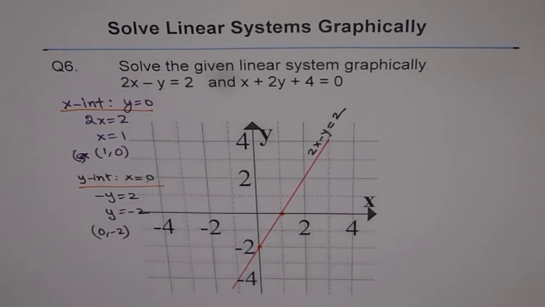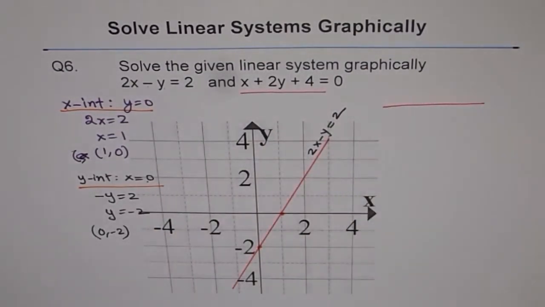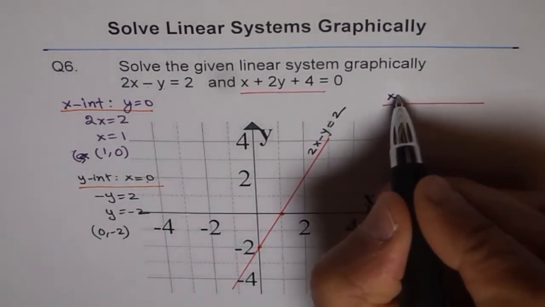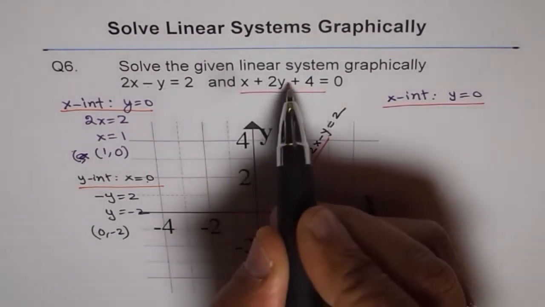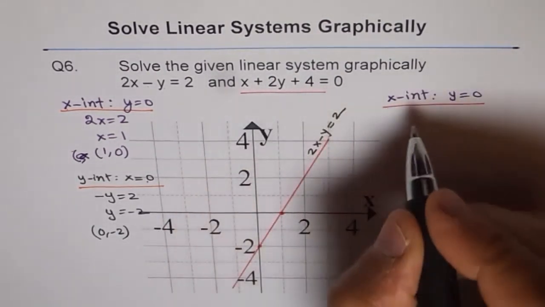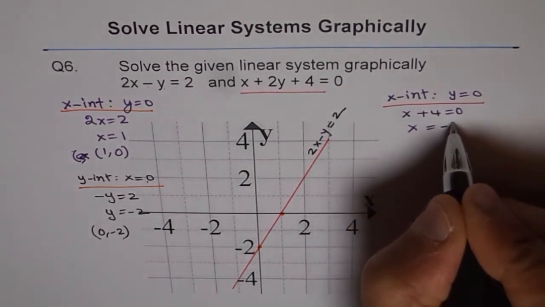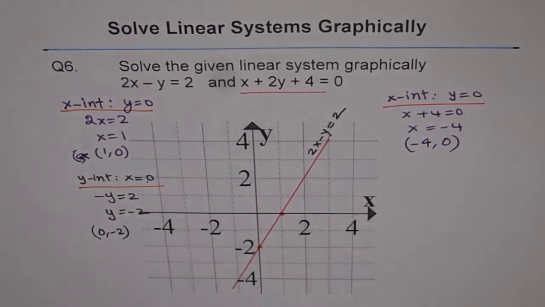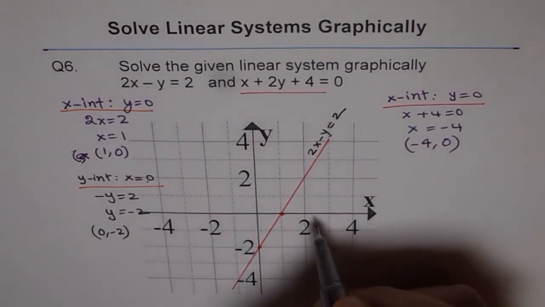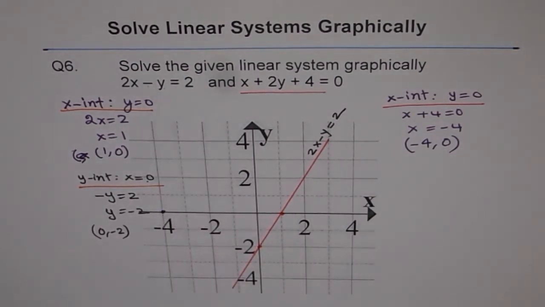Now for the second line, which is this line, let me find the x-intercept first. So x-intercept means y equals 0. Perfect. If I put y equals 0, I get x plus 4 equals 0, and therefore x equals minus 4, and my point is (minus 4, 0). Let's plot this point and see where it is, minus 4 and 0. So minus 4 is here, so that's my point, minus 4 and 0.